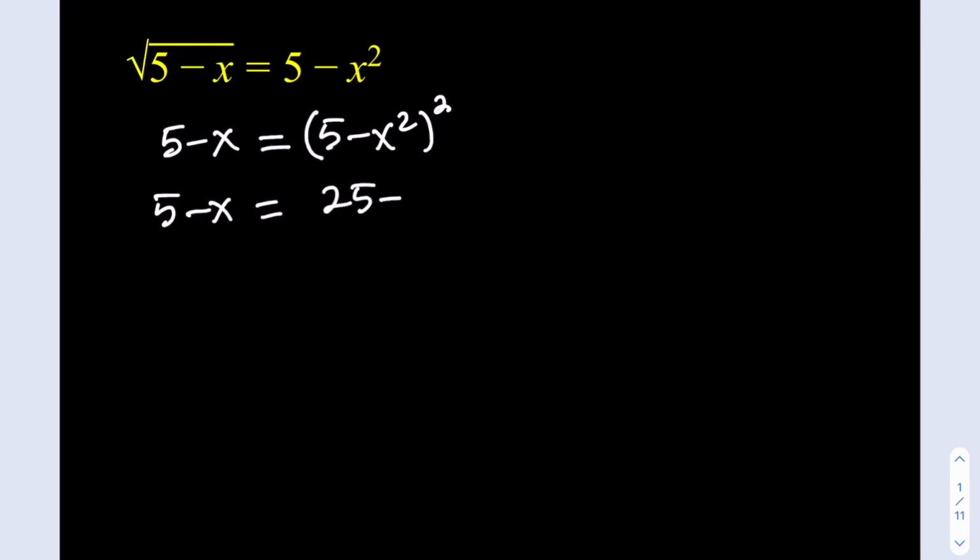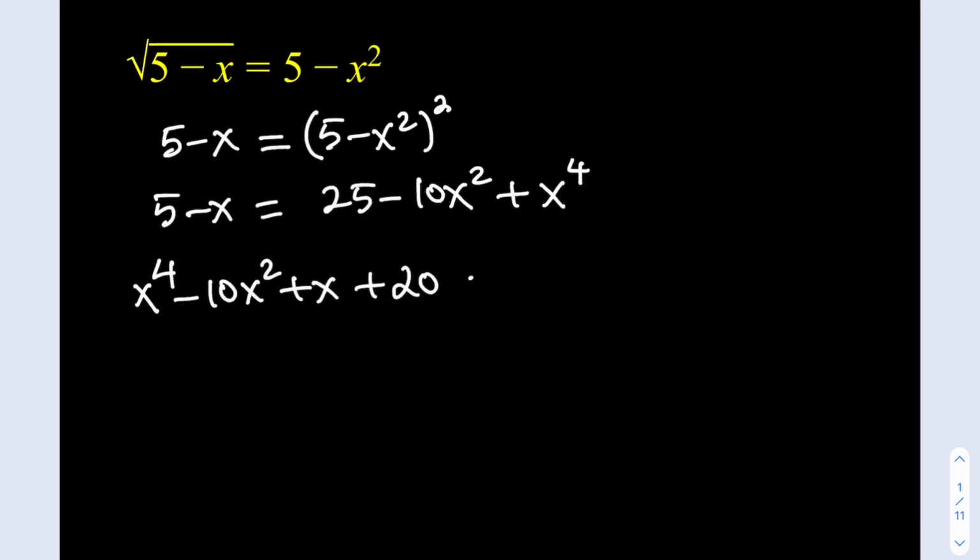I'm going to square both sides. That's going to get rid of the radical. So I'll be getting 5 minus x is equal to 5 minus x squared, quantity squared. If I expand the right hand side, I'll be getting 25 minus 10x squared plus x to the fourth. Now I want to collect everything on the same side. So x to the fourth minus 10x squared plus x plus 20 equals 0.